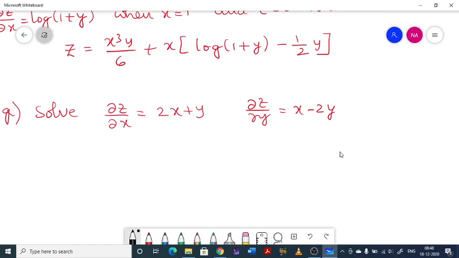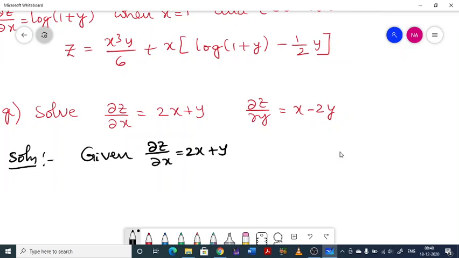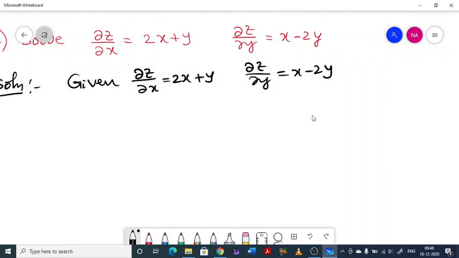Solution: just apply direct integration, that's all. Given del z by del x equal to 2x plus y and del z by del y equal to x minus 2y. That is the given statement.